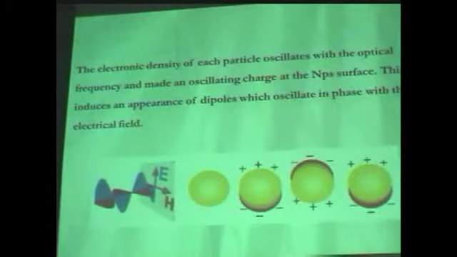So the electronic density of each particle oscillates with the optical frequency and makes an oscillating charge at the surface of the nanoparticles. It is presented here, and this phenomenon induces the appearance of dipoles which oscillate in phase with the electrons.